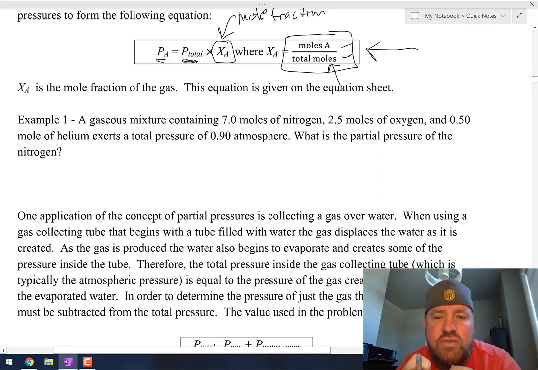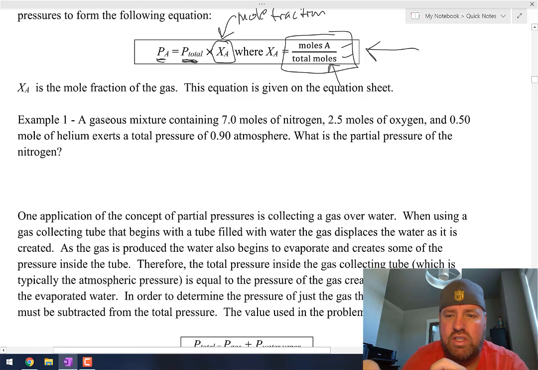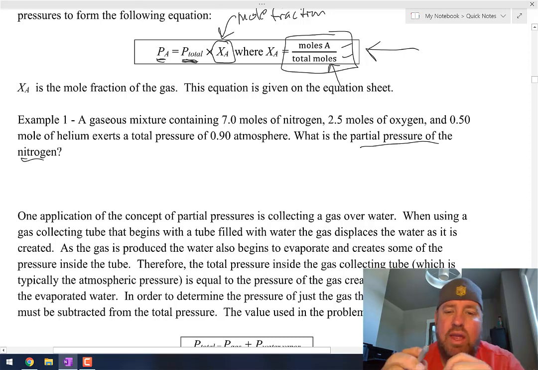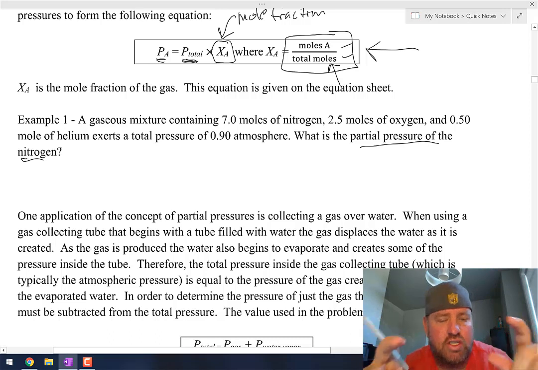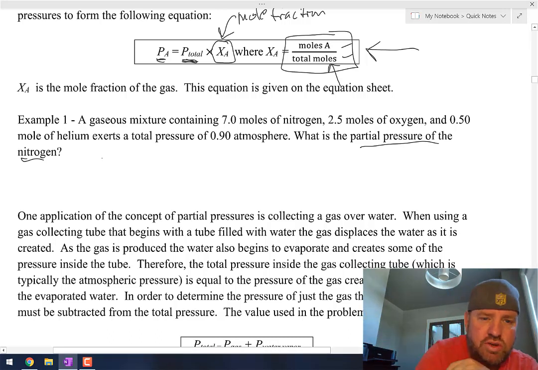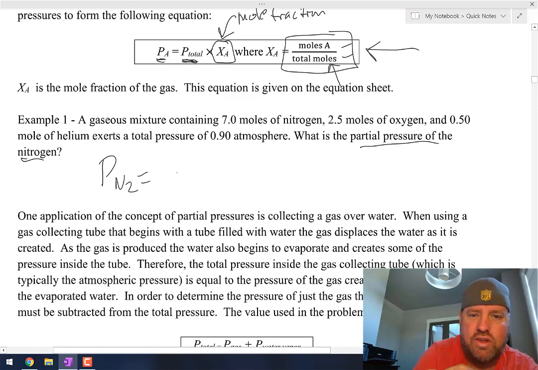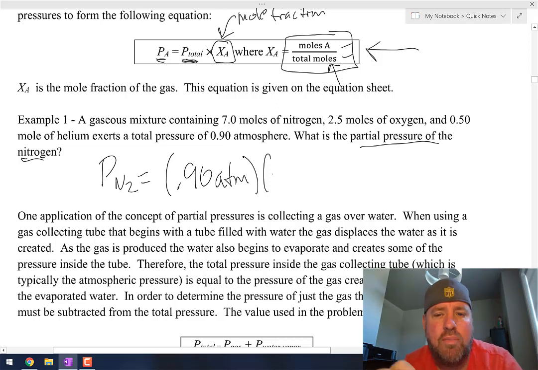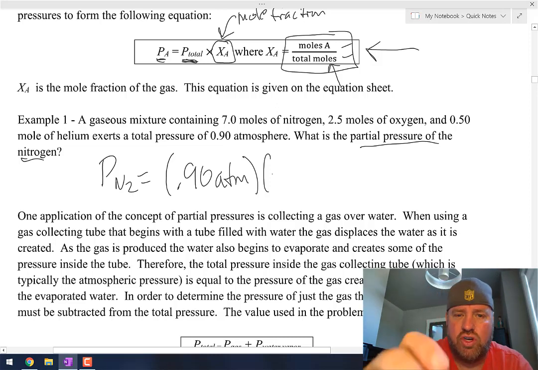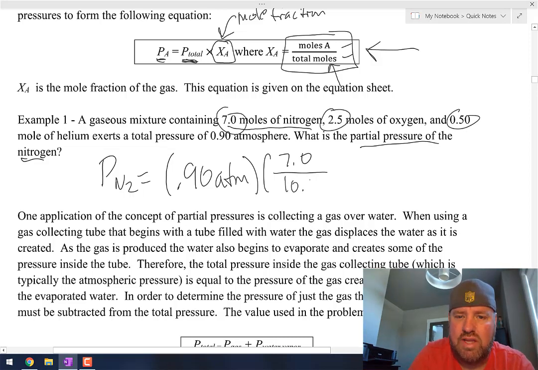Let's say you've got 7 moles of nitrogen, 2.5 moles of oxygen, half a mole of helium, and the total pressure is 0.90 atmospheres. And then they want to know, what is the partial pressure of the nitrogen? Okay, that means what is the pressure in the container just due to the nitrogen? So to find the pressure of the nitrogen, we're going to take the total pressure, 0.90 atm, and we're going to multiply by the mole fraction of nitrogen. So how many moles of nitrogen do we have? 7. And what is our total number of moles of gas? 7 plus 2.5 plus 0.5 is 10.